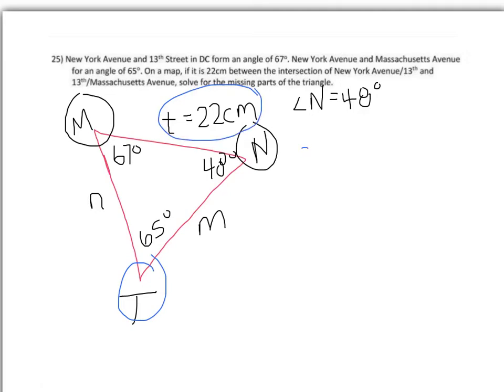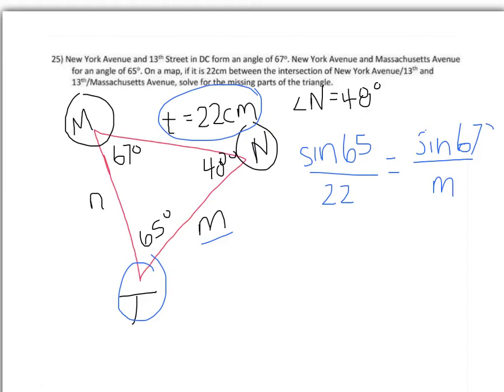I can then say that the sine of 65 degrees over 22, and now I can find a missing side. So you can either do M or N. I'm going to start with M, so to find M, I'm going to use vertex M. So that's sine of 67 over side M. Okay, cross multiply and divide. When you do that, you will wind up with 22 times the sine of 67 over the sine of 65.